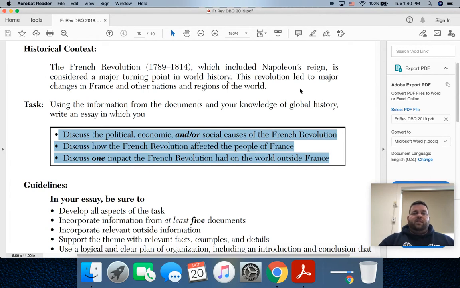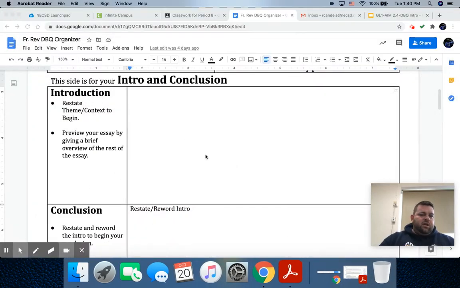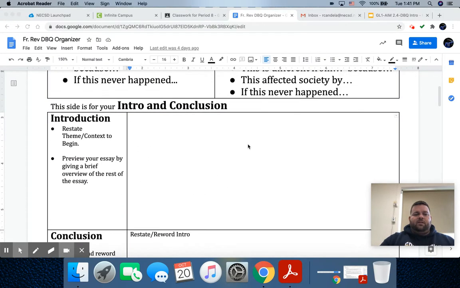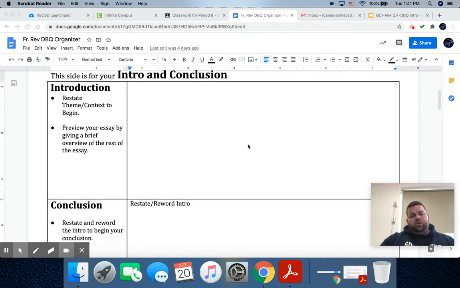After you restate the historical context, you might say something like, there were many causes of the French Revolution, and the French Revolution had profound impacts both inside and outside of France. There. Now you've restated the context and previewed the rest of your essay through the use of this task page. That is essentially what you should do to complete the introduction box. We'll come back to the conclusion at the end.